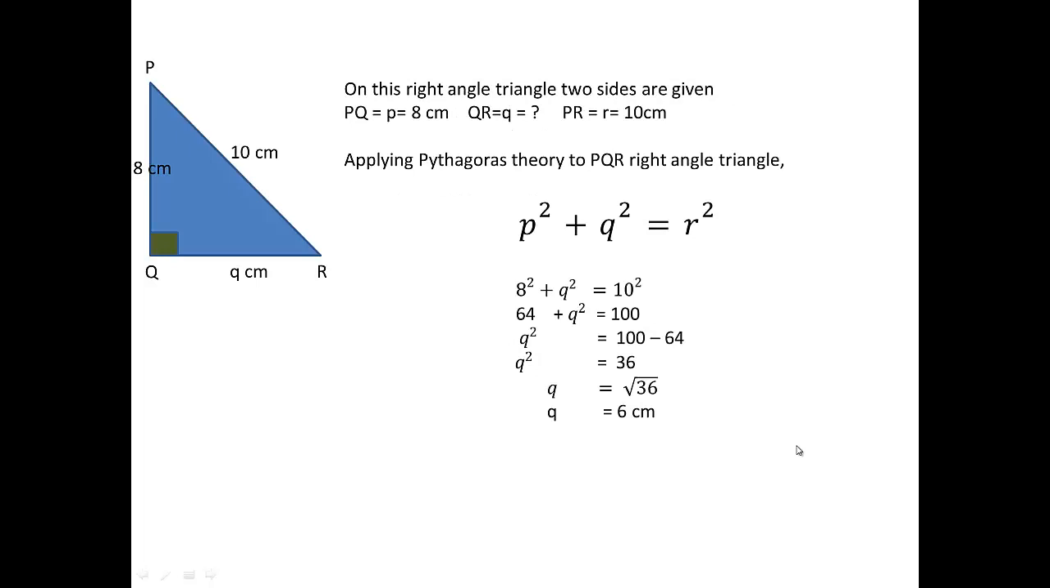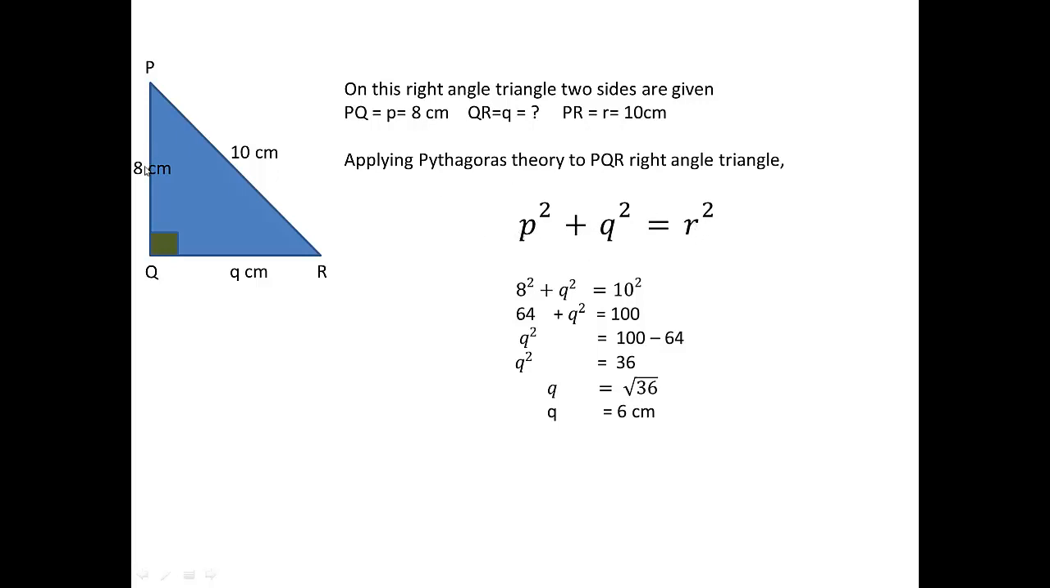Let's move on to another question. On this right angle triangle, two sides are given. Side PQ is 8 cm. Side PR is 10 cm. We do not know the value of side QR. Applying Pythagoras theorem to the right angle triangle PQR, I have renamed the Pythagoras formula using the letters given, PQR. Therefore, the formula will become p squared plus q squared is equal to r squared.